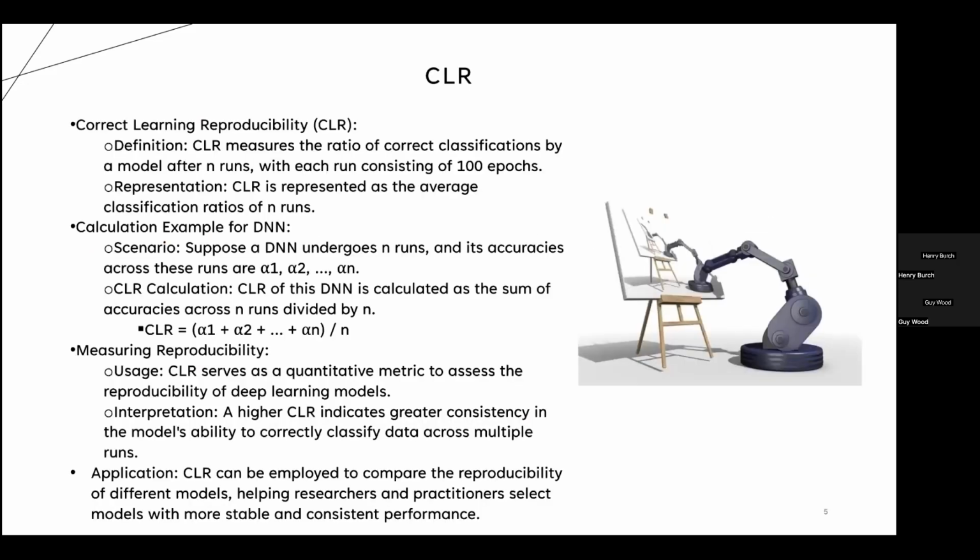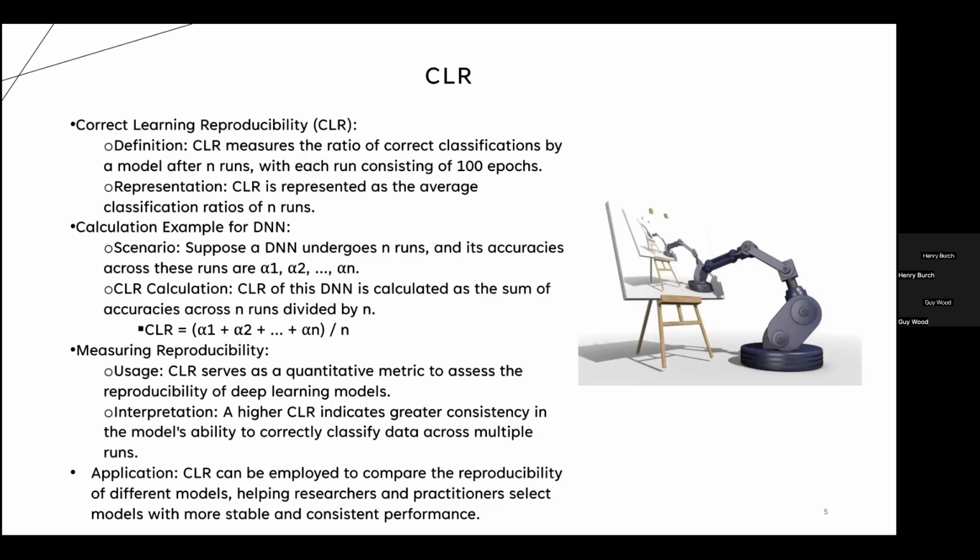Now, CLR. CLR is one of the tools we're using to measure the reproducibility of each model. The definition of a CLR is that it measures the ratio of a correct classification by a model after n runs, with each run consisting of 100 epochs. And the representation is that a CLR is the average classification ratios of n runs.